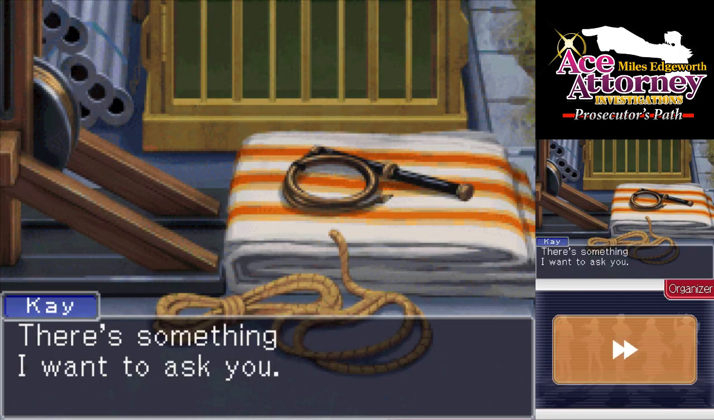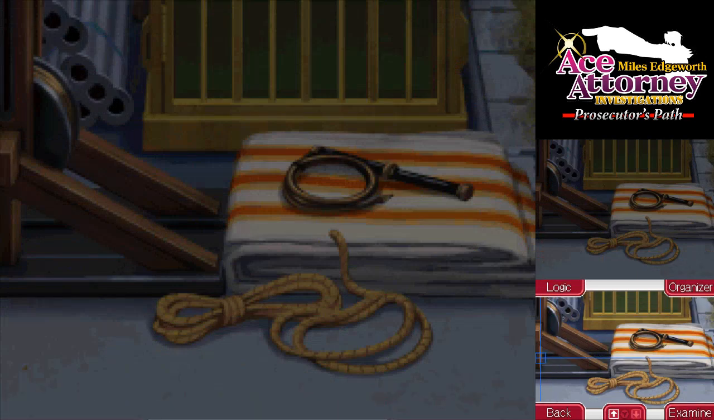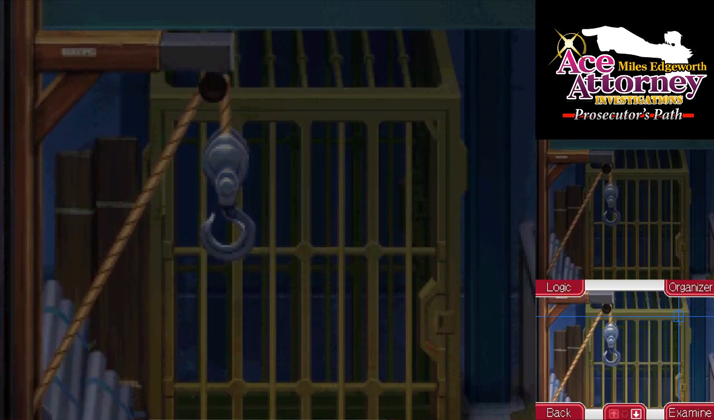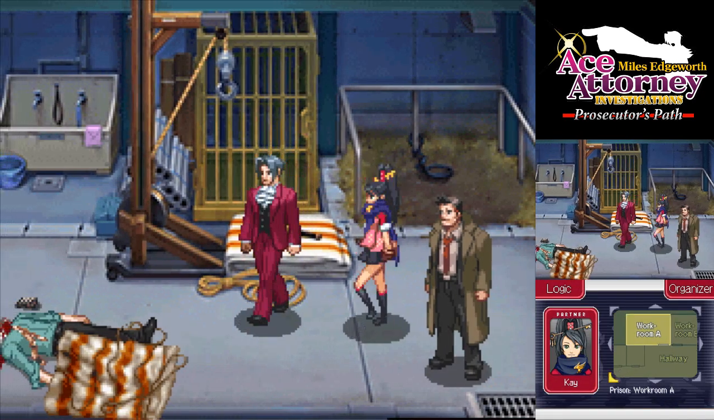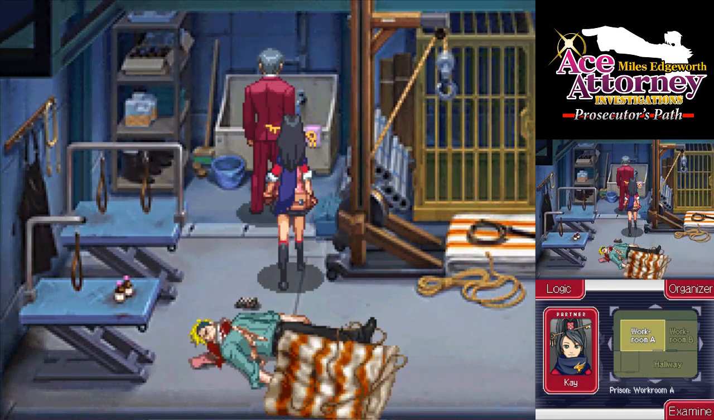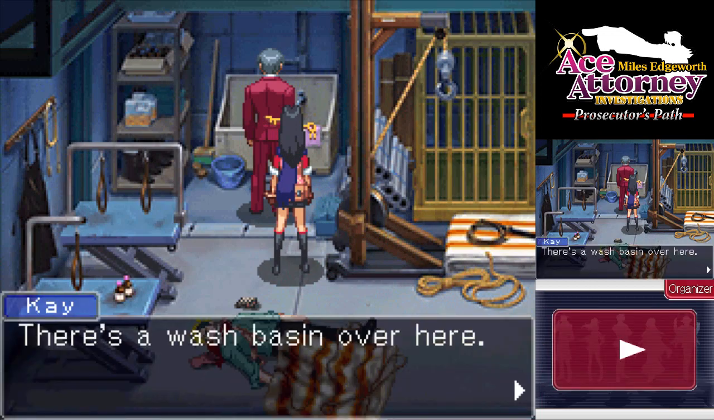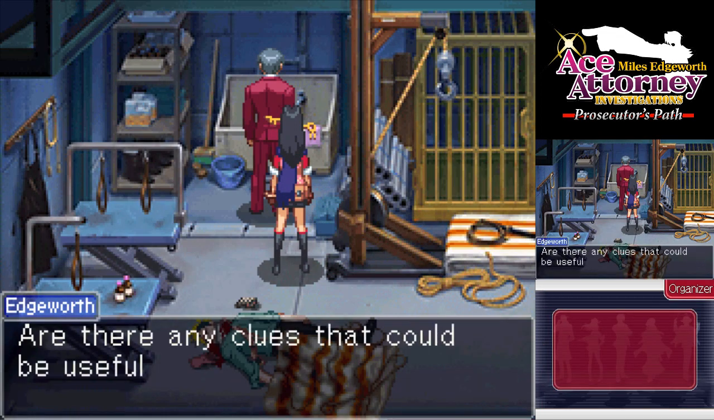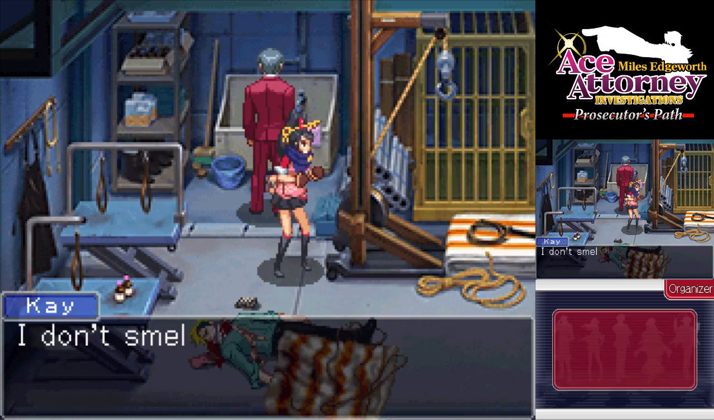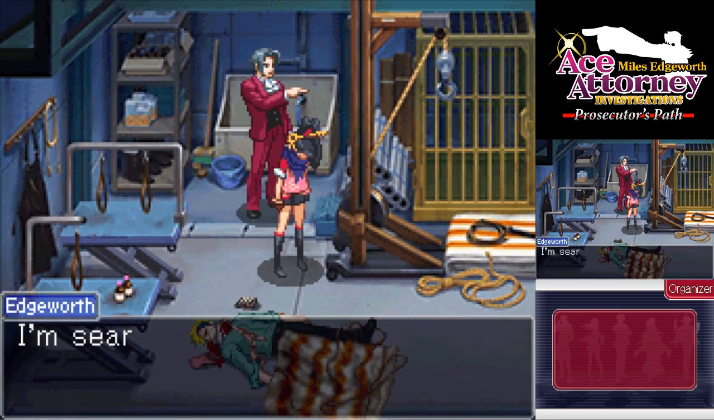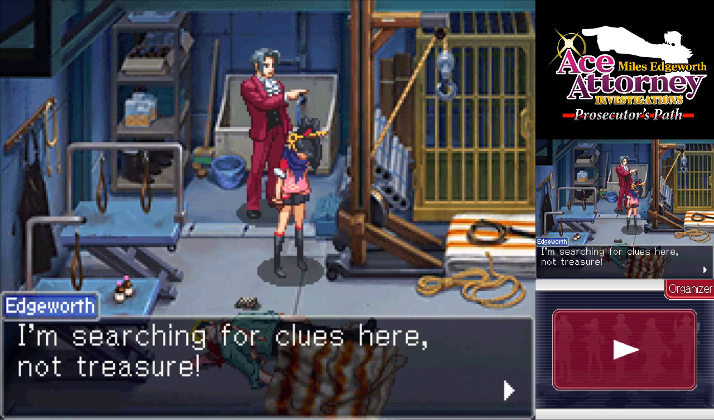Let's see, is there anything else I missed here? I guess not. There's a wash basin over here. Are there any clues that could be useful to this case? I don't smell any signs of treasure. I'm searching for clues here, not treasure.